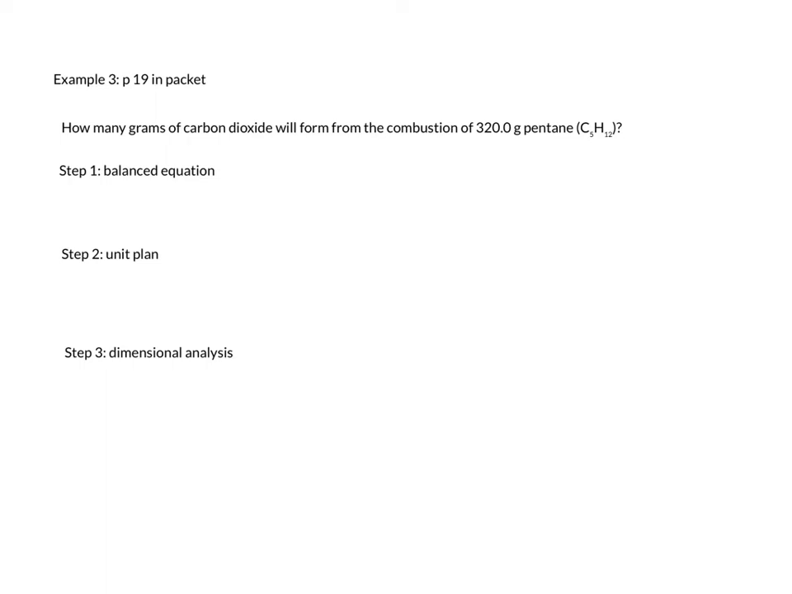Okay, so in this case, we're burning pentane. So our step 1 is our balanced equation as always. So burning pentane, C5H12, plus the oxygen. Remember, combustion is the reaction with oxygen gas, forming CO2 and H2O. Okay, I end up with a 5 in front of that, and a 6 in front of that, and that means that I need an 8 in front of the oxygen. Okay, so I have my balanced equation.